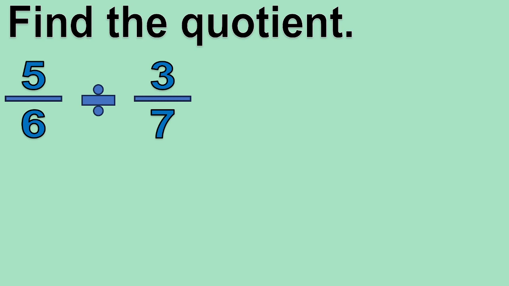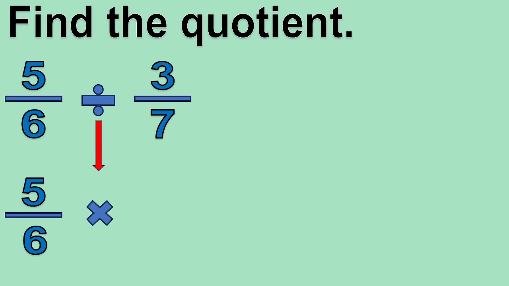Another problem. 5/6 divided by 3/7. First, keep the first fraction as is. We have here 5/6. Change the division sign to a multiplication. Then flip the second fraction. Now we have here 7/3.